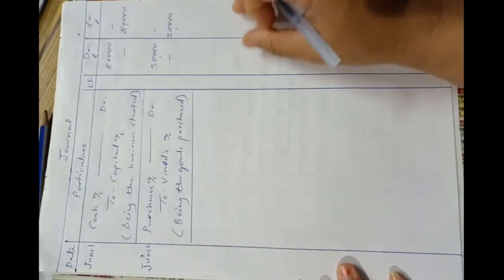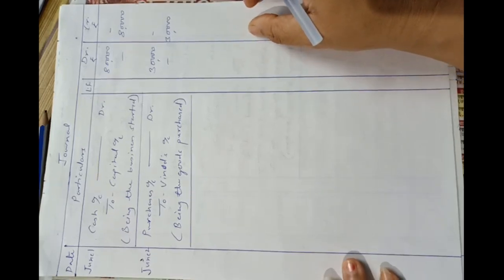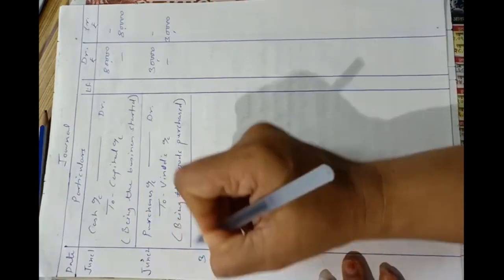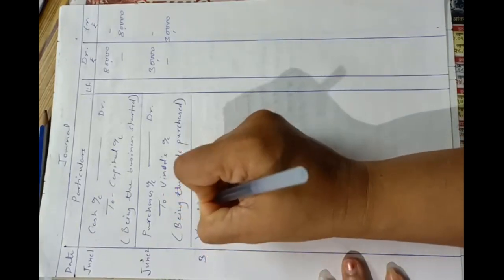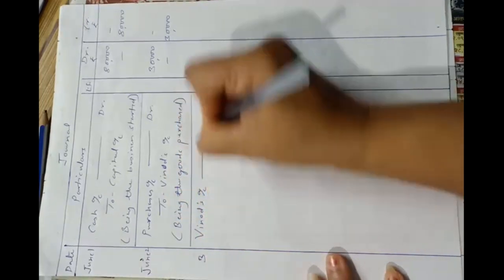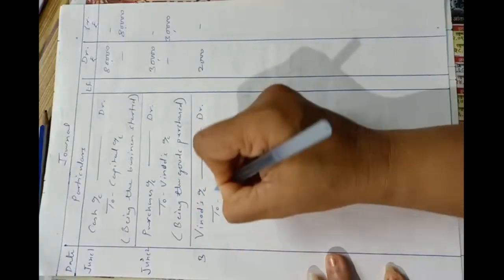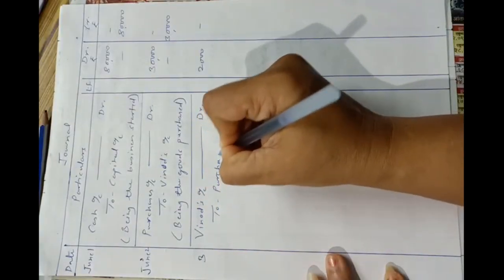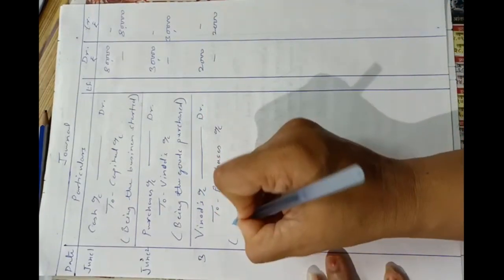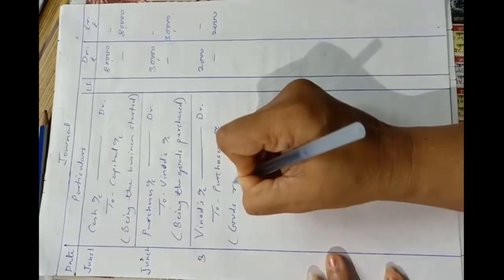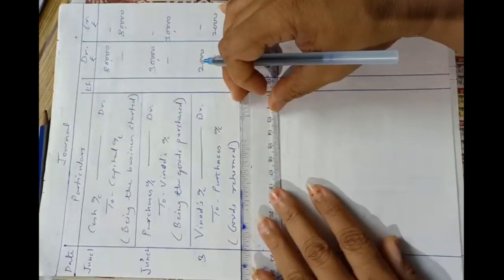Now the next entry, return goods worth rupees 2,000 as they were defective. So the entry will be Vinod's account debit to purchase return account. So Vinod's account debit 2,000 to purchases account 2,000. Narration, being the goods returned as they were defective.